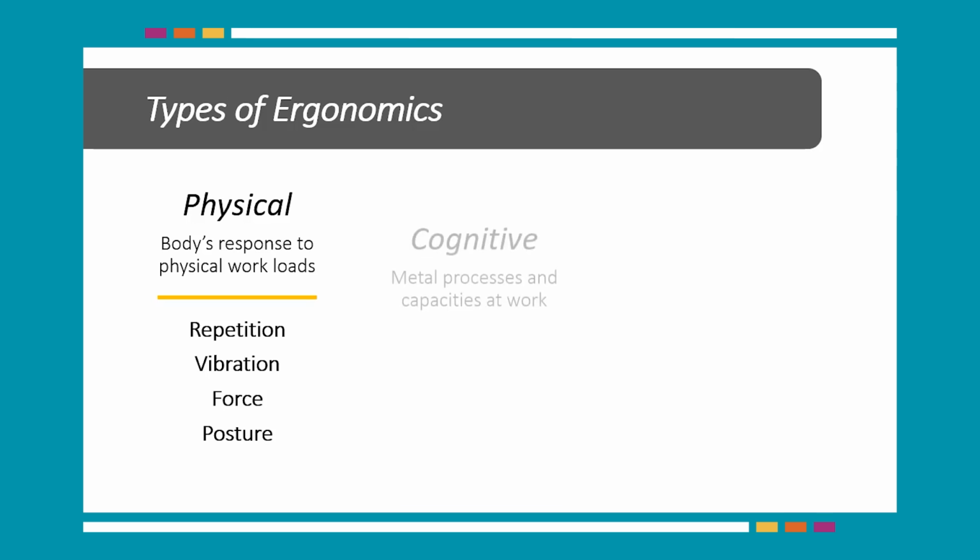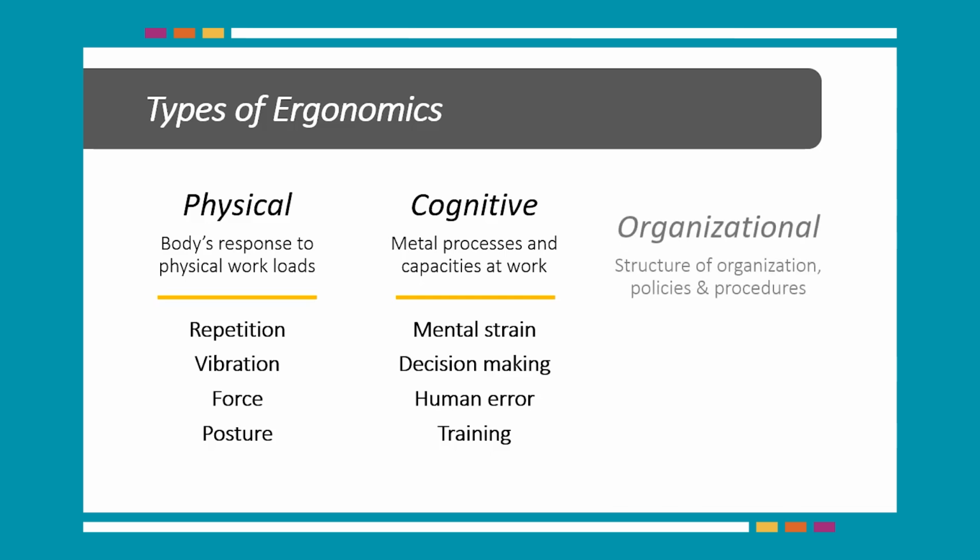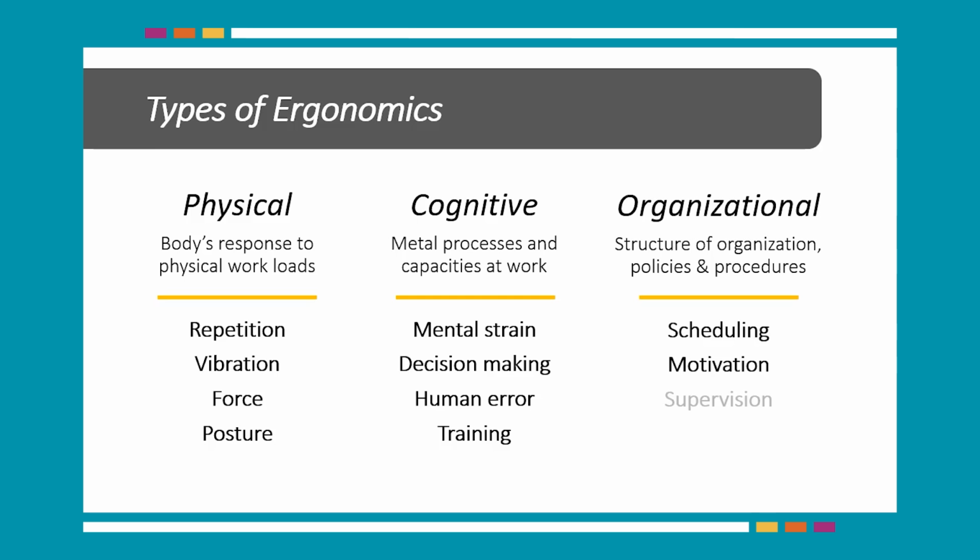Cognitive ergonomics is the mental processes and capacities at work, like mental strain, the stress of decision-making, human error, and training. Organizational ergonomics refers to the structure of the organization and its policies and procedures. This includes scheduling, the motivation to work, the supervisor, teamwork, and working remotely.